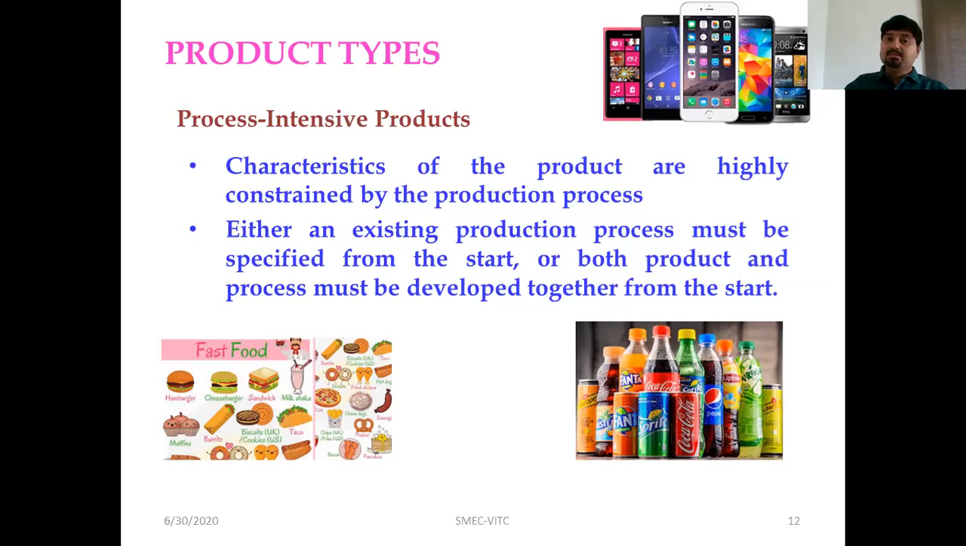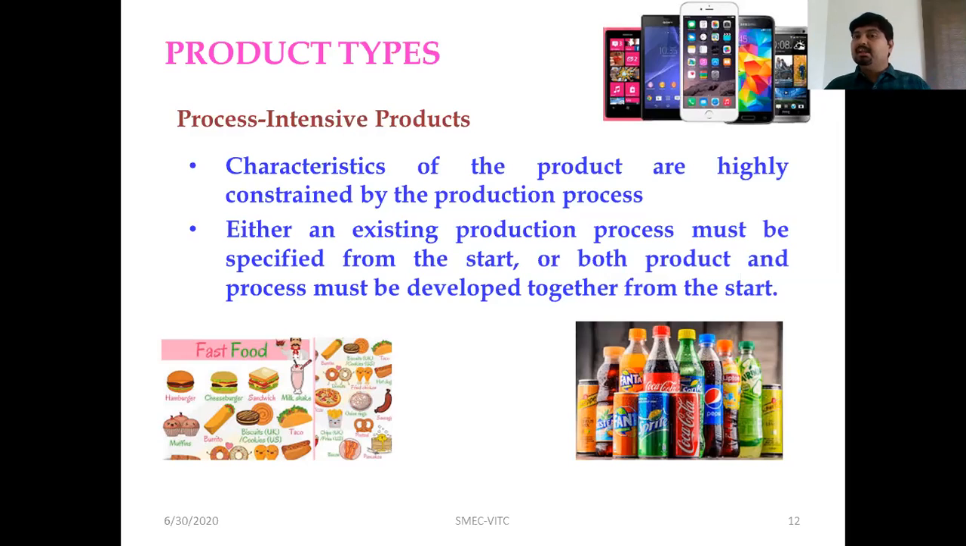So characteristics of the product are highly constrained by the production process. Process intensive products means its process is going to have a lot of variations within it. Because of that, the end product definitely will have a different benefit. So either an existing production process must be specified from the start, or both product and process must be developed together from the start. That is the way these fast foods are emerging.